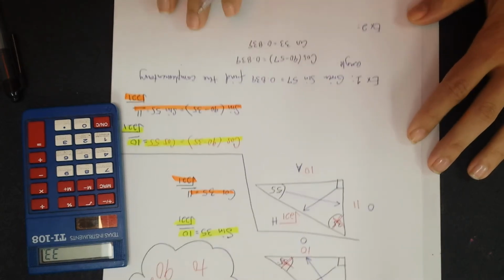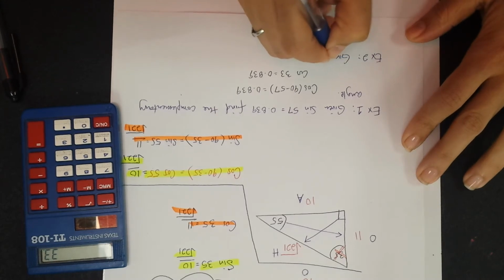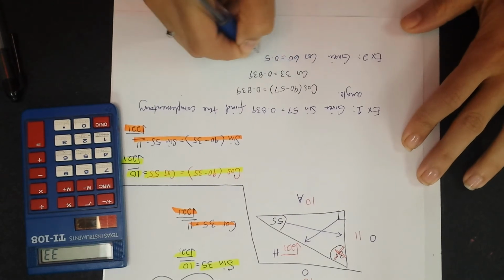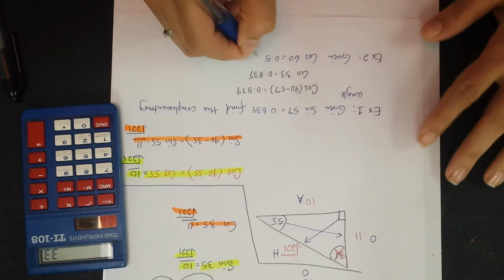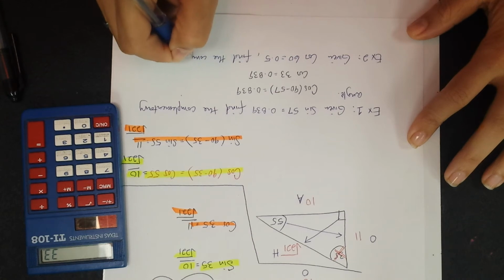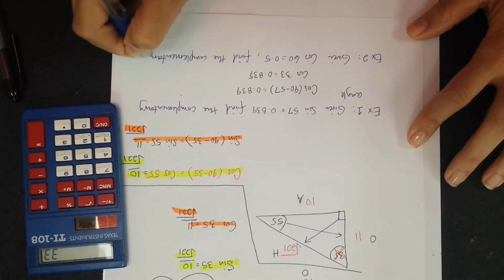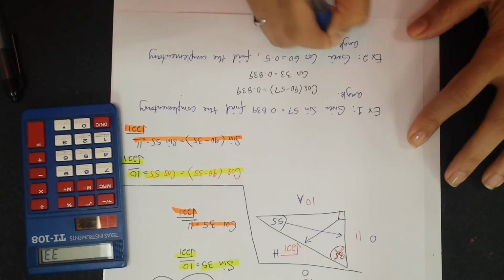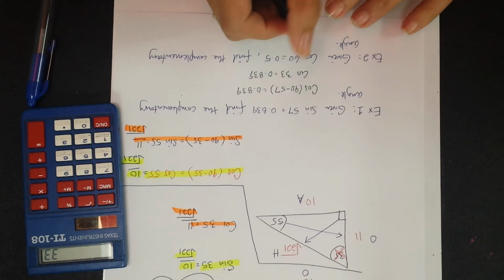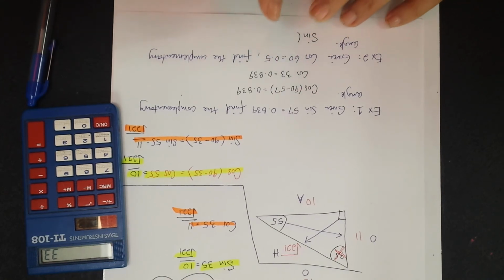Let's take a look at another example. So example 2, given cosine of 60 is 0.5, find the complementary angle. So again, you know cosine of 60 is 0.5, so sine of whatever adds up to 90 with 60 is sine of 30, but I'll just go ahead and show work. 90 minus 60 is 30. So sine of 90 minus 60, sine of 30, is also 0.5.